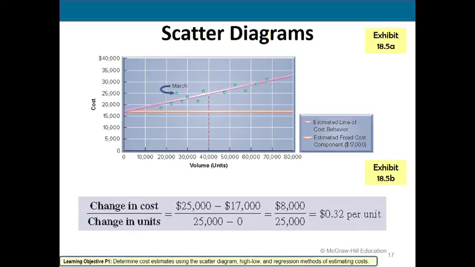So it says here that the cost equation that management will use to estimate costs for different unit levels is 17,000 plus 32 cents per unit. There's an easier way to do this, I guarantee, but certainly this is one way. You can use the high-low method, so let's look at that.